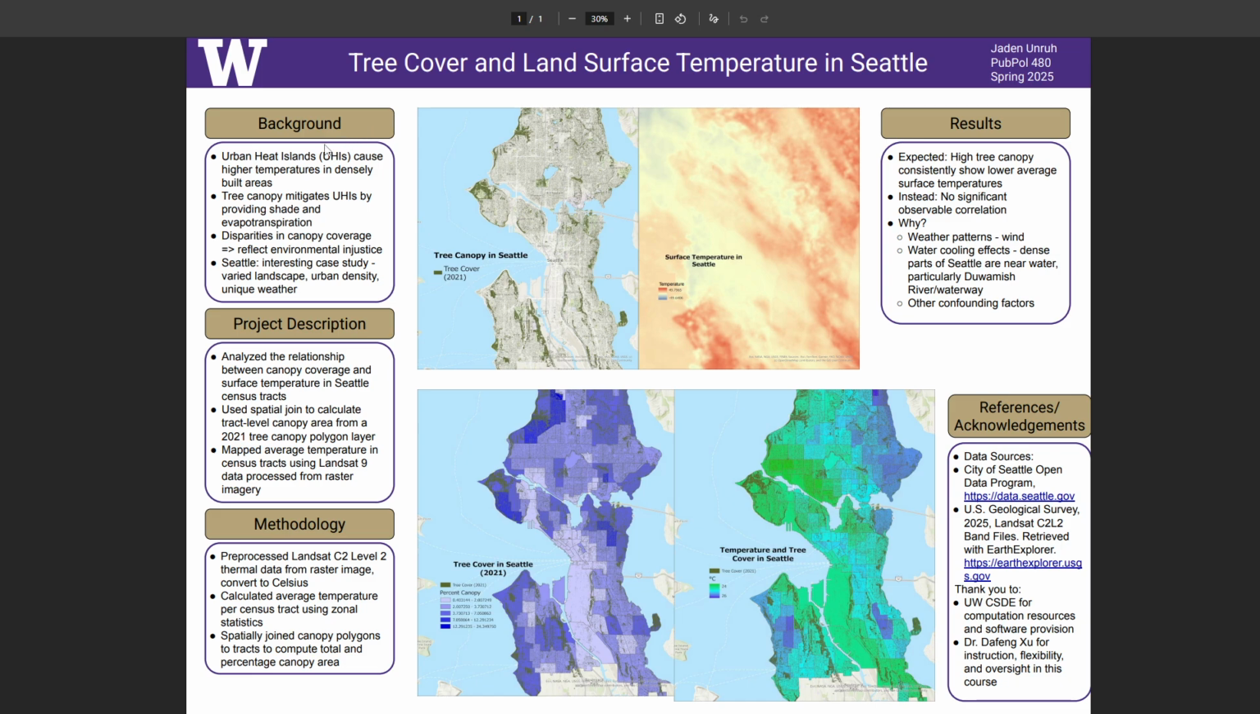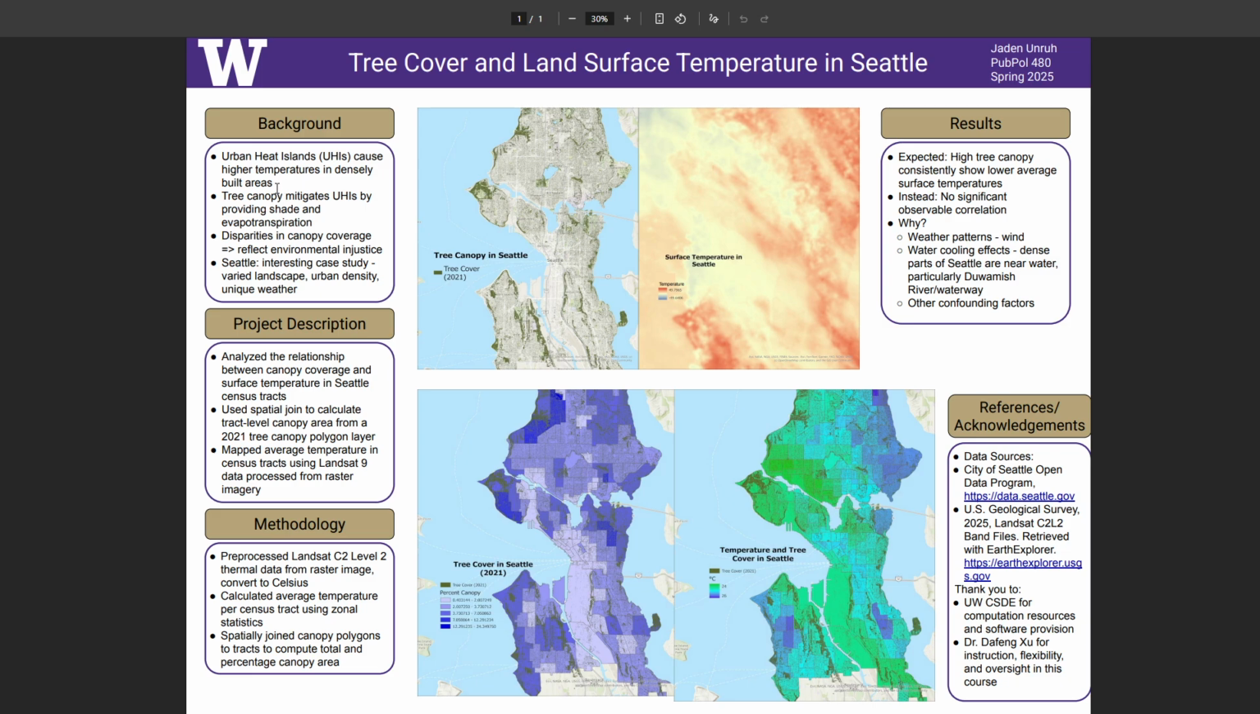So UHIs, urban heat islands, cause higher temperatures in densely built areas. That's a result of roads and buildings and everything human-made tends to absorb and emit heat more than natural surfaces like plants and soil and things like that.